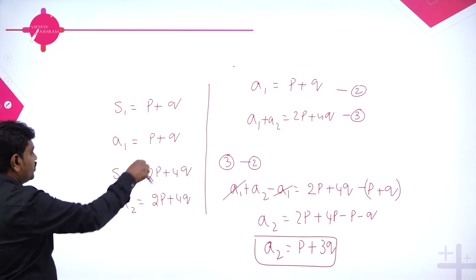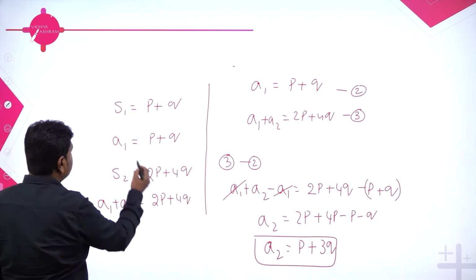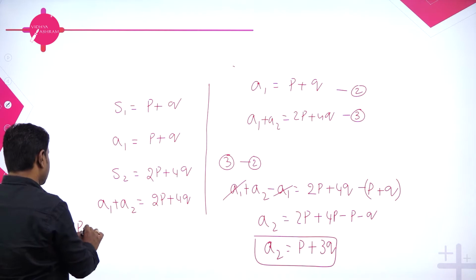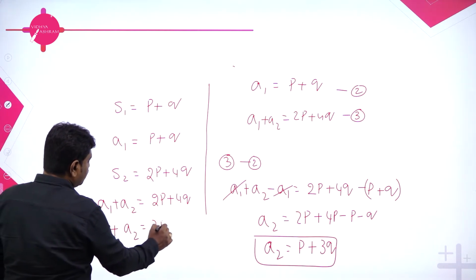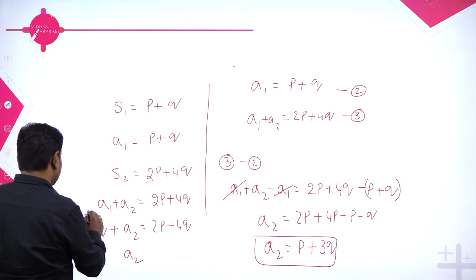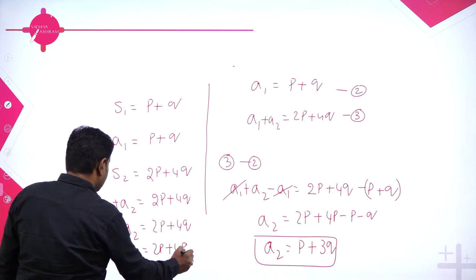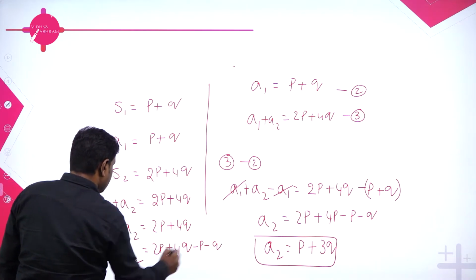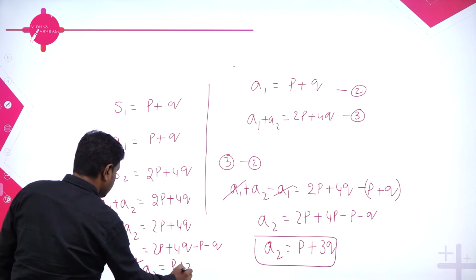Or see, instead of doing so much, there is another way. A1 plus A2 is 2P plus 4Q. A1 value you have put in. A1 is what? P plus Q. So P plus Q plus A2 is equal to 2P plus 4Q. Now we need A2. Transfer these two terms to the RHS. A2 is 2P plus 4Q minus P minus Q. Again you will get the same A2: 2P minus P is P, 4Q minus Q is 3Q.